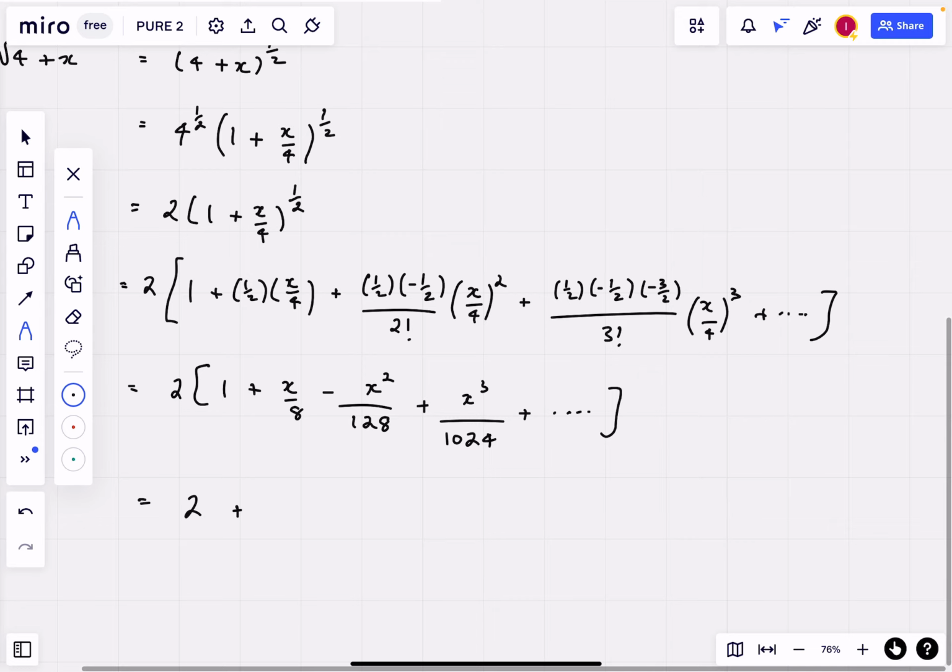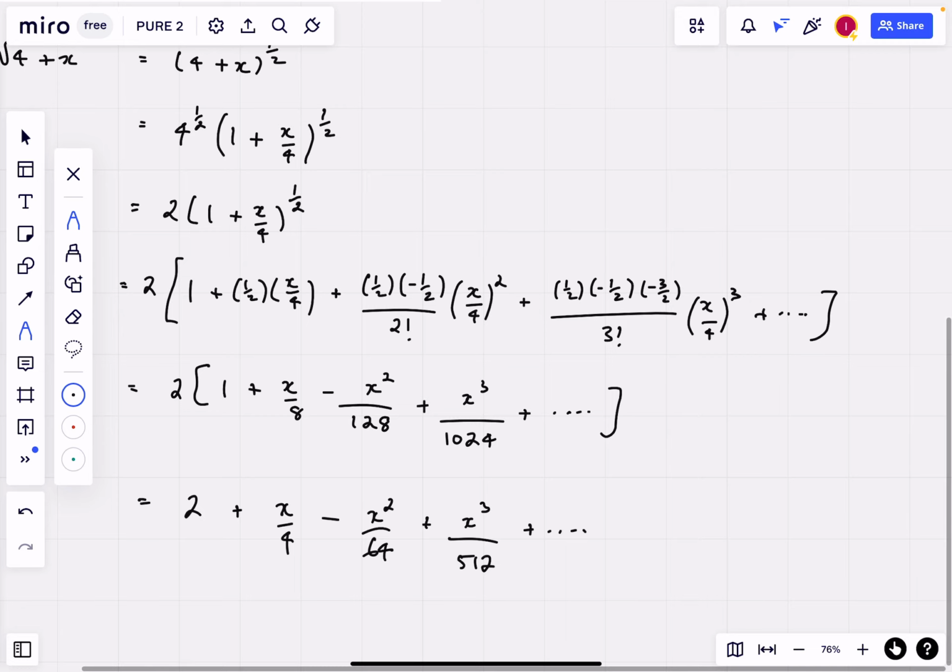When I times x over 8 by 2, I get 2 over 8x. But that simplifies to 1 over 4x. So after simplifying, I'm going to have x over 4. After timesing by 2 and simplifying, you get x squared over 64. After timesing by 2 and simplifying, you get x cubed over 512. And then you have the rest of your expansion.